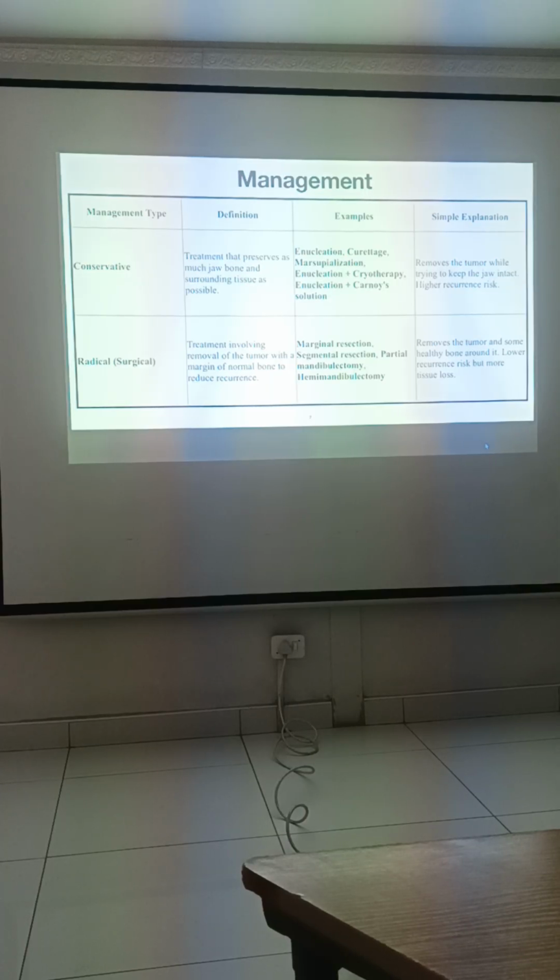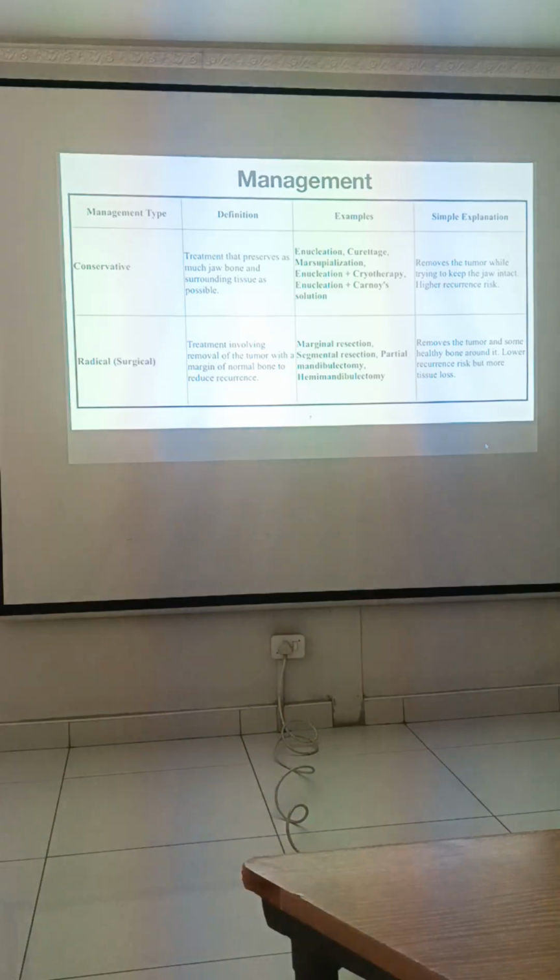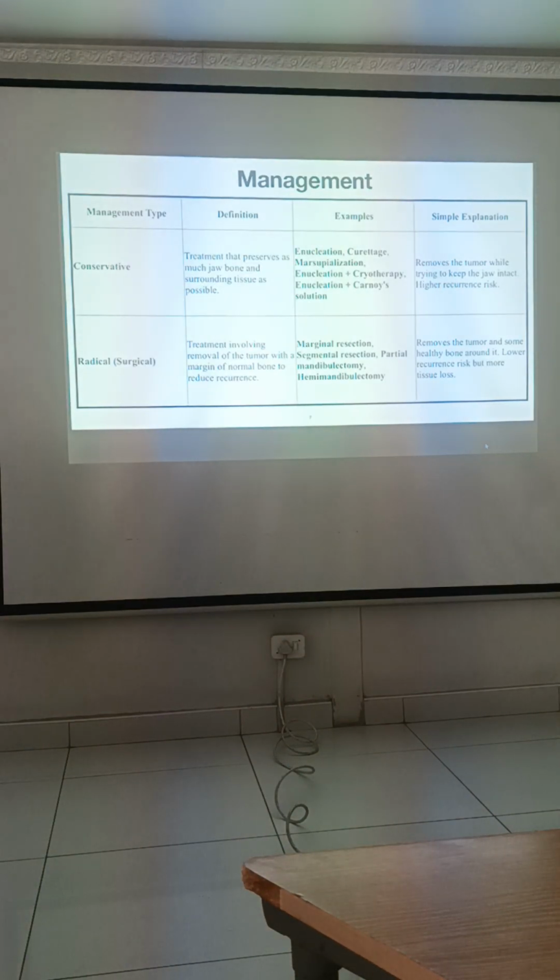And then radical or surgical treatment is usually indicated in long-standing tumors, the tumors that have invaded a lot of the bone. This is where we remove the tumor in its entirety with 1 to 6 centimeters of healthy tissue or bone, just to reduce recurrence risk. That's why surgical treatment usually has a low recurrence risk as compared to conservative. Examples include marginal resection and partial mandibulectomy.